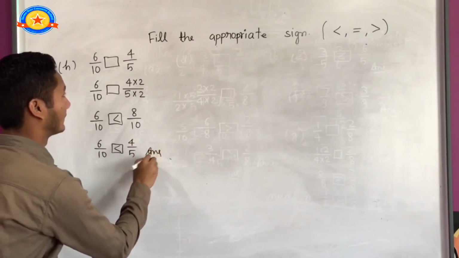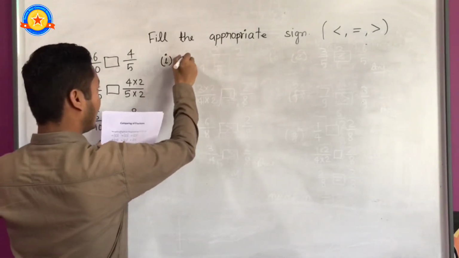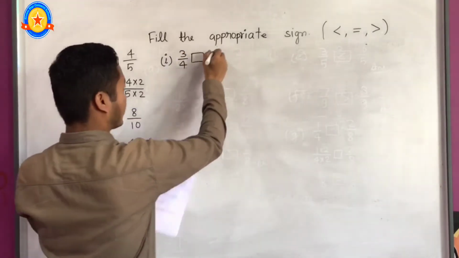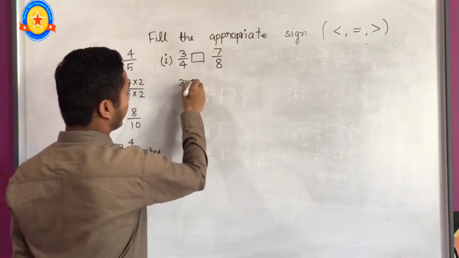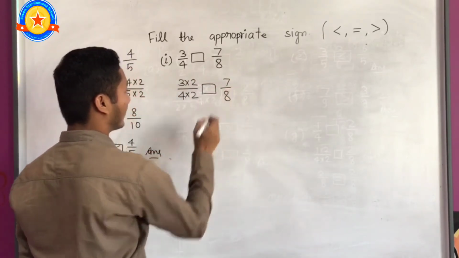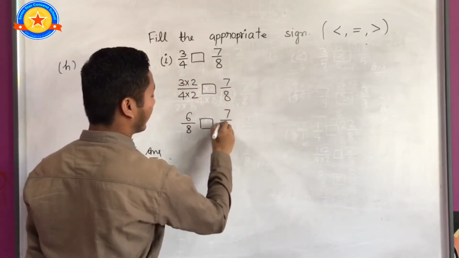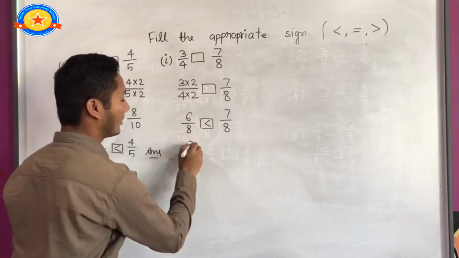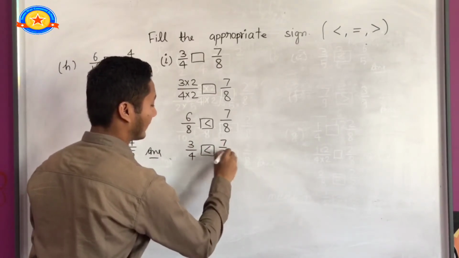Answer. Our next question is I. 3 by 4 blank space 7 by 8. Now 3 into 2 by 4 into 2, 7 by 8. Now it becomes 6 by 8 blank space 7 by 8. Now we can say 7 by 8 is greater than 6 by 8. That's why write in original form 3 by 4 is smaller than 7 by 8. Answer.